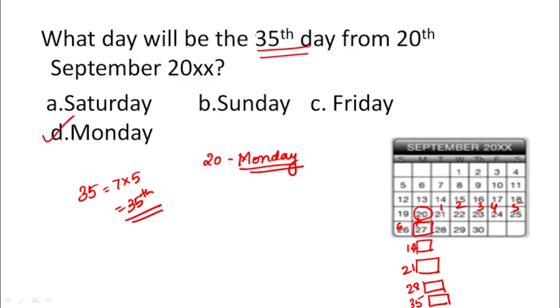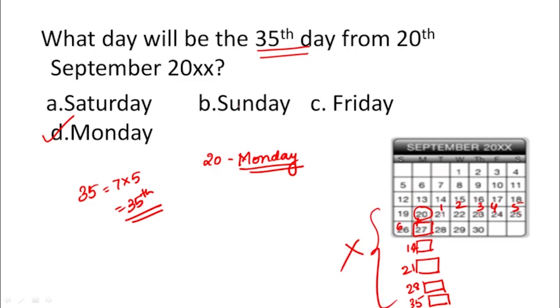35 is a multiple of 7, and after 20th, every 7th day will be a Monday. So 7 5s are 35. So the 35th day after 20th will also be a Monday. Your correct answer here is option D. If you understand the logic, you don't have to write down all of these steps that I am writing here. I am writing here for the sake of explanation. But once you know the logic, in 1 second you will get the answer, right?